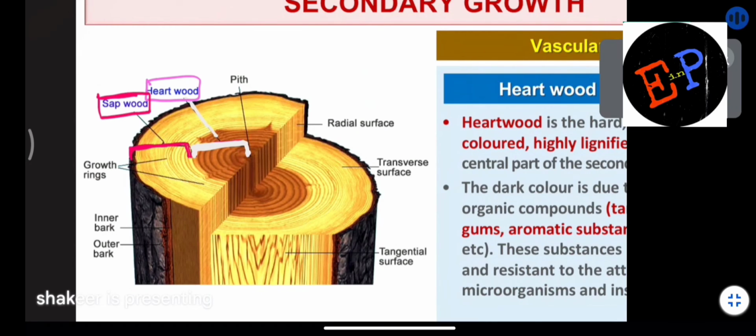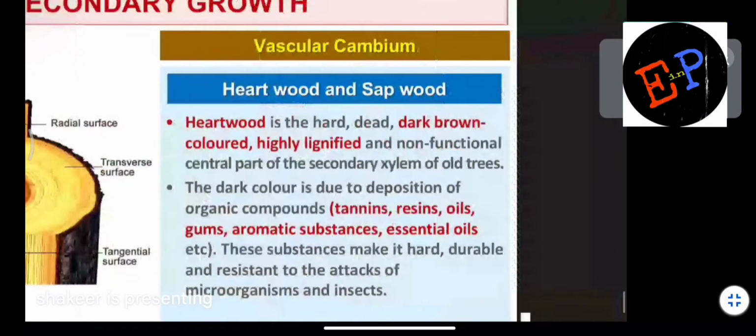So when you cut a mature stem into two transverse sections, you can see it like this, no? At the center you will find a very dark color wood. That is called heartwood. And surrounding this you will have a comparatively lighter color wood, which is called sapwood. Clear, no? Now let us see.